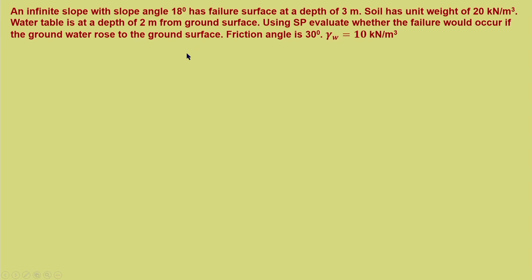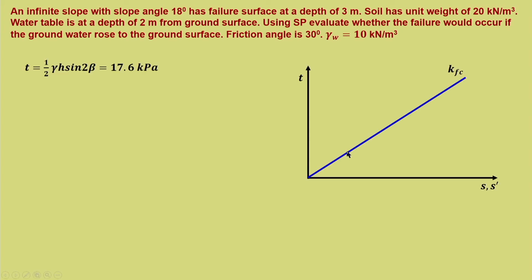We just need to understand by plotting the stress path whether the failure would occur or not if there is a groundwater fluctuation from the given depth to ground surface. Okay. So, let us try to solve this. It is on T S dash. T is equal to half gamma h sin 2 beta. Substituting for beta, we will get 17.6 kilopascal. And this total stress point, initial point S is gamma h cos square beta, which is equal to 54.2 kilopascal. So, the initial point we can mark, let this be the initial point P.